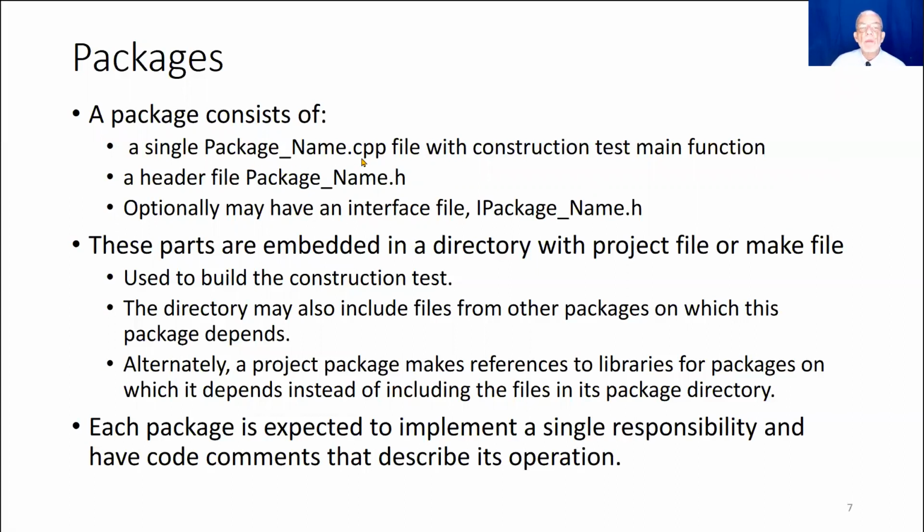A package consists of a CPP file, package name.cpp, that has a construction test main function. We'll come back to that again in the next slide. It has a header file, package name.h, so the same name, and optionally may have an interface file, iPackage name.h. And of course, package underscore name stands for whatever name you're going to give the package, blocking queue, for example. These parts are embedded in a directory with a project file or a makefile that we use to build a construction test. And it may include files from other packages. So this package may depend on other packages, and so there may be other files in that directory.